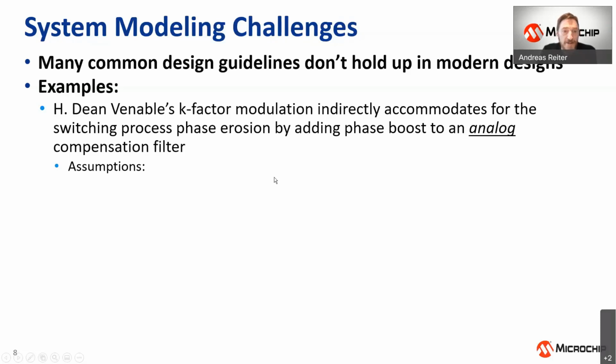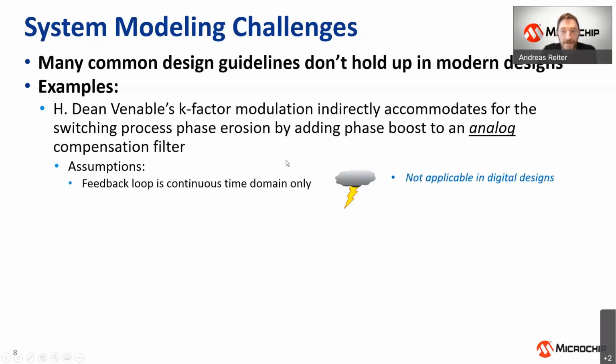So, however, the assumptions here are, because there is no real explanation how the phase erodes, what the K-factor modulation does, it's giving you a calculation how to tweak your pole and zero locations to compensate for an expected phase erosion. So that means that definitely only works for continuous time domain compensation networks, so analog feedback loops.